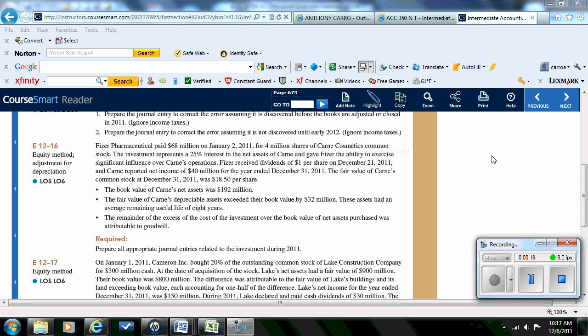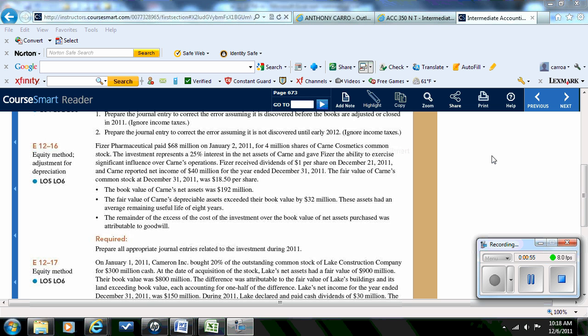The company Pfizer is purchasing shares of another company, Carney. They will acquire 25% of the outstanding shares of Carney, which allows them to have significant influence over Carney's operations. Under GAAP, when a company has achieved a significant influence in another company, the equity method must be used to account for this investment.